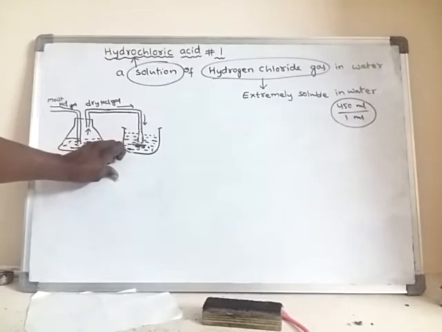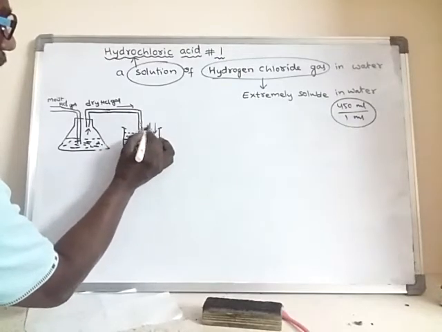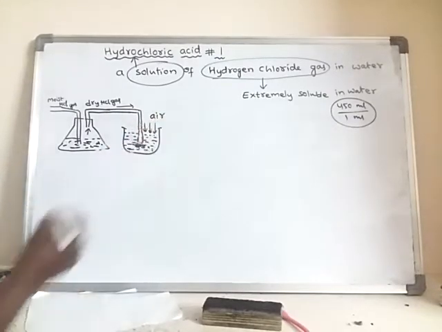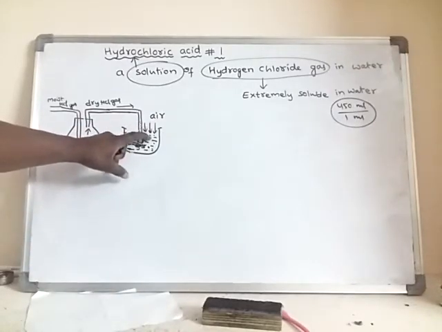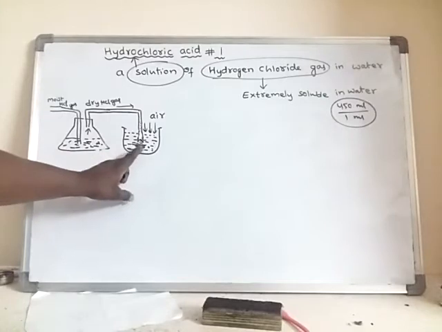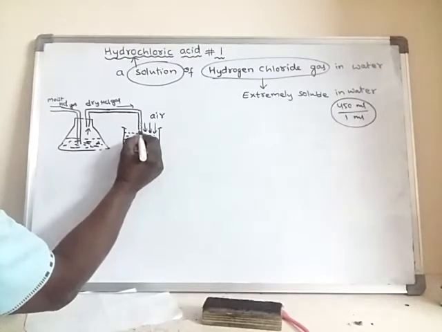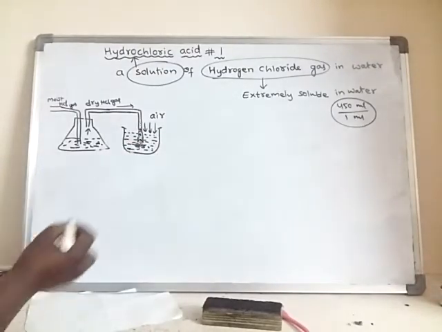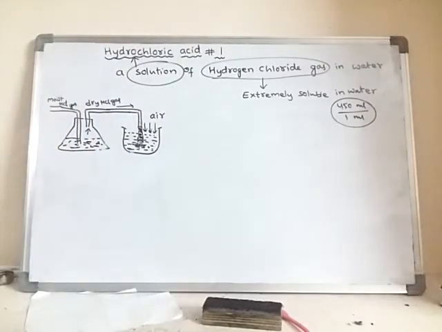Due to the fall in pressure, what happens? In order to compensate this fall in pressure in the delivery tube, the air from the outside will exert more pressure on the water. Due to the pressure of the air on the water, the water will rush up, this water will rise into the delivery tube.